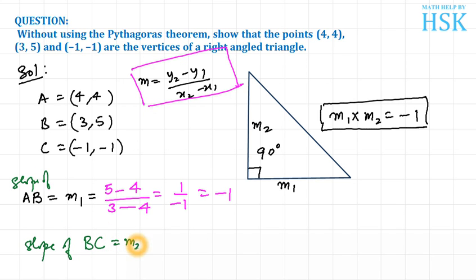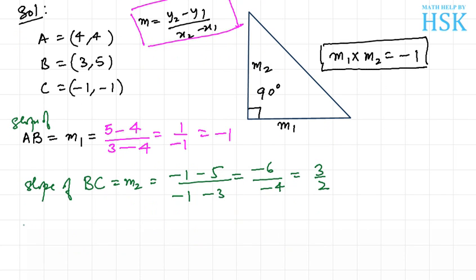Now, slope of BC. Let this be equal to M2, and this will be equal to (-1 minus 5), y2 minus y1, upon (-1 minus 3), x2 minus x1. So this will be equal to -6 upon -4, or cancelling it by 2, I'm going to get here 3 by 2, because minus minus are going to cancel out and give me a plus sign. So slope of BC is equal to 3 by 2.